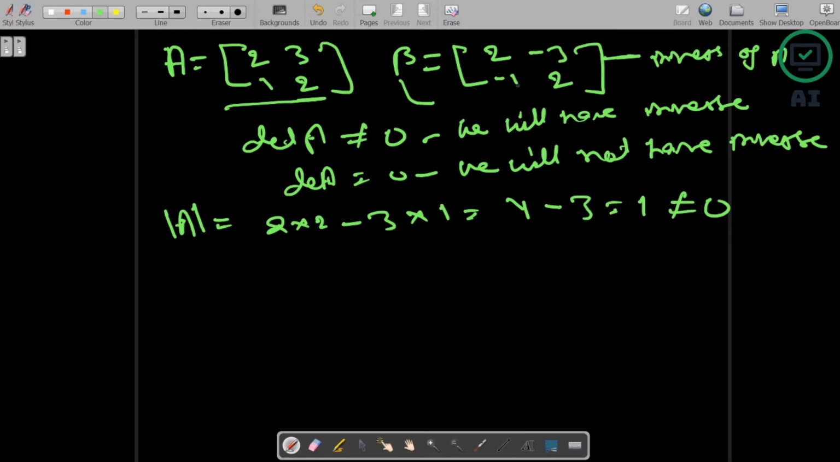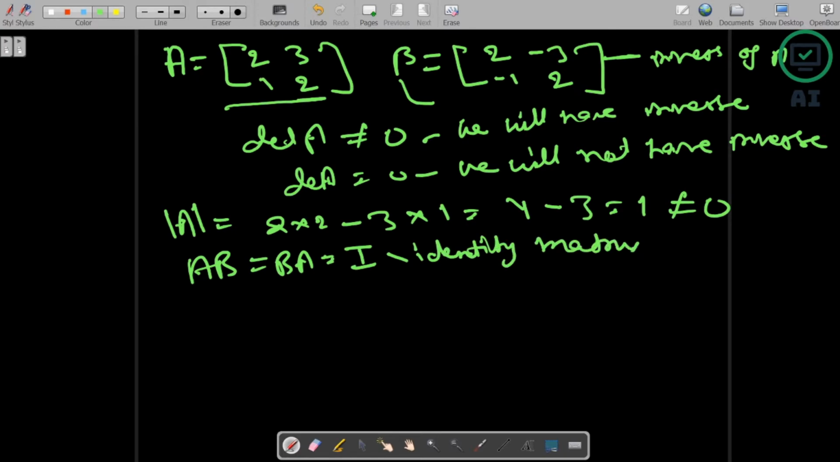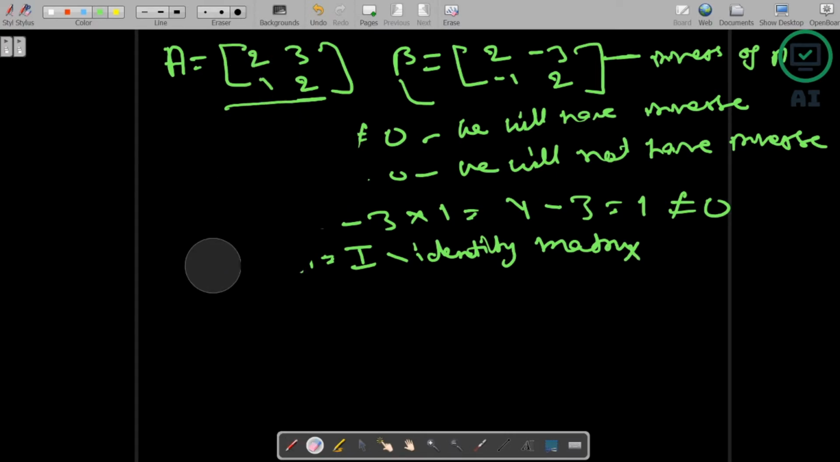We will see how to calculate the inverse of any square matrix, but let's prove this one. This is the inverse of A. So if B is the inverse of A, then AB equals BA, which should be the identity matrix. So let's prove this part. Let's calculate this.